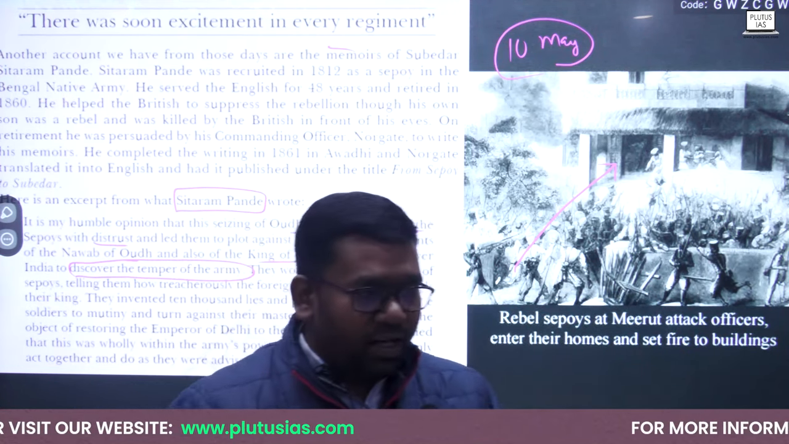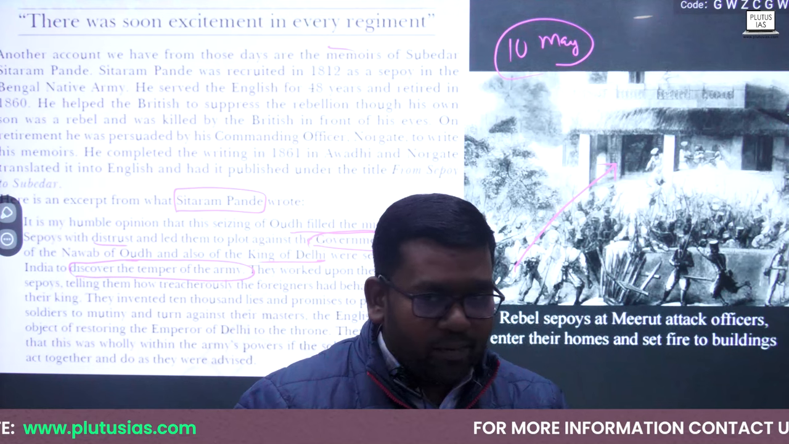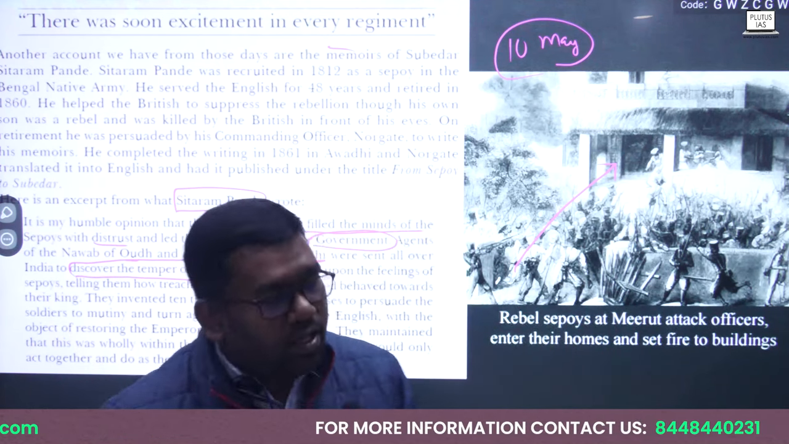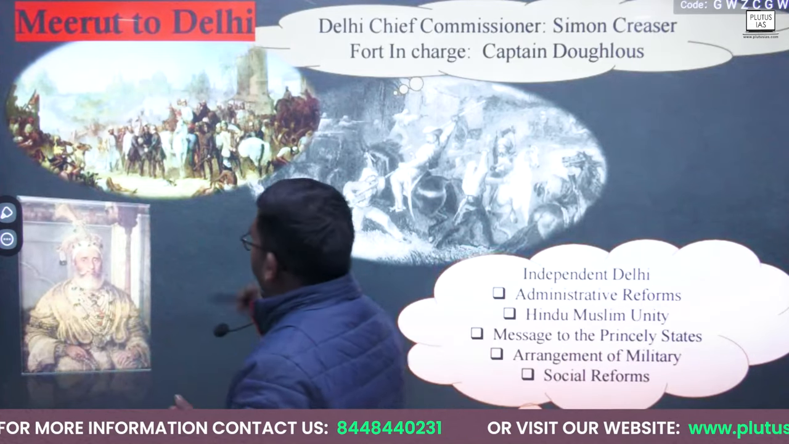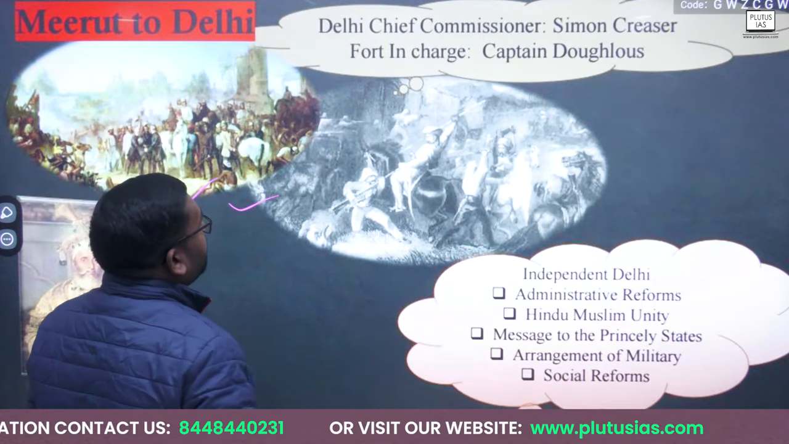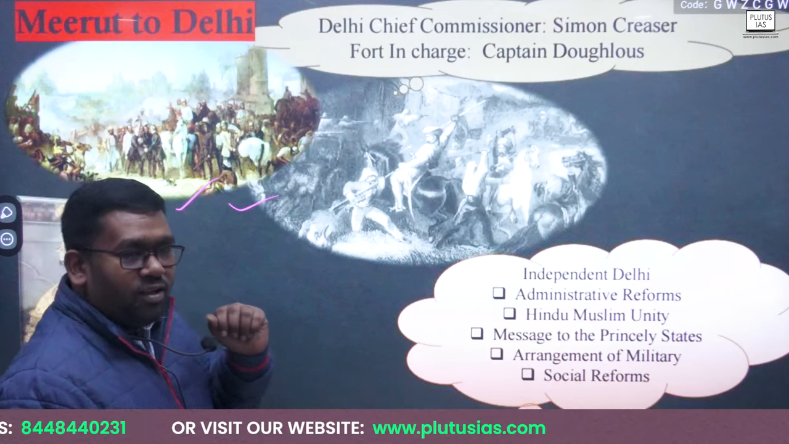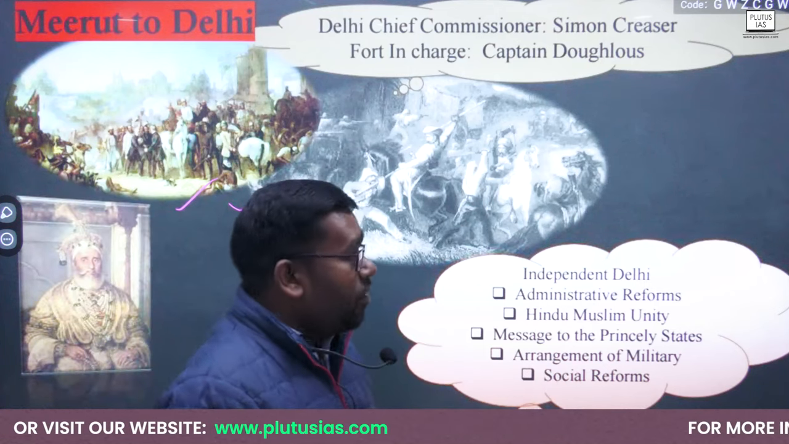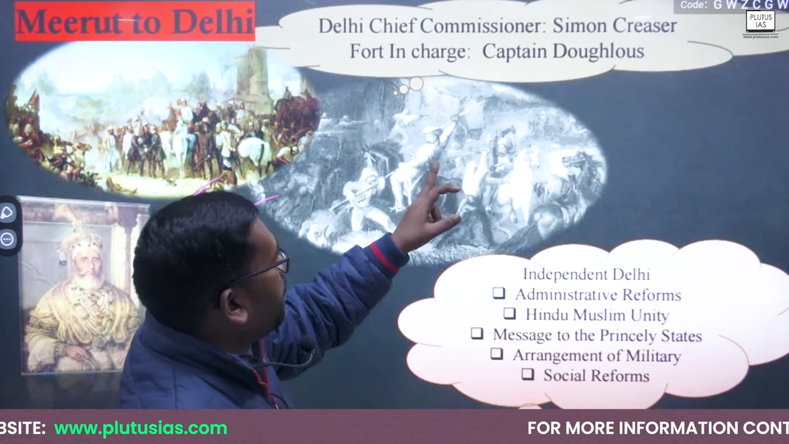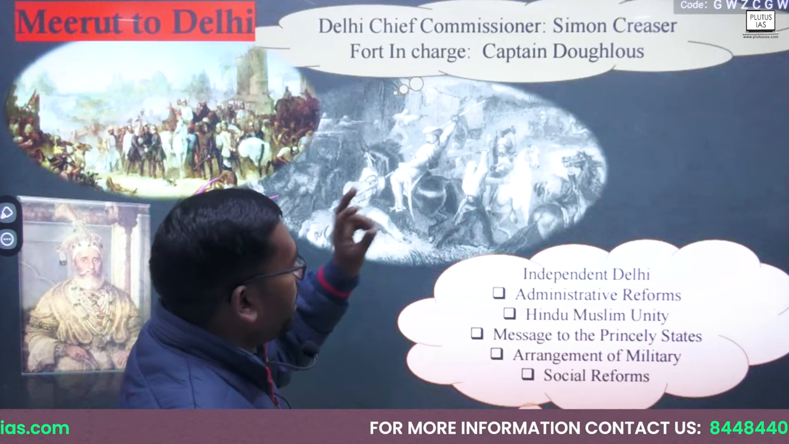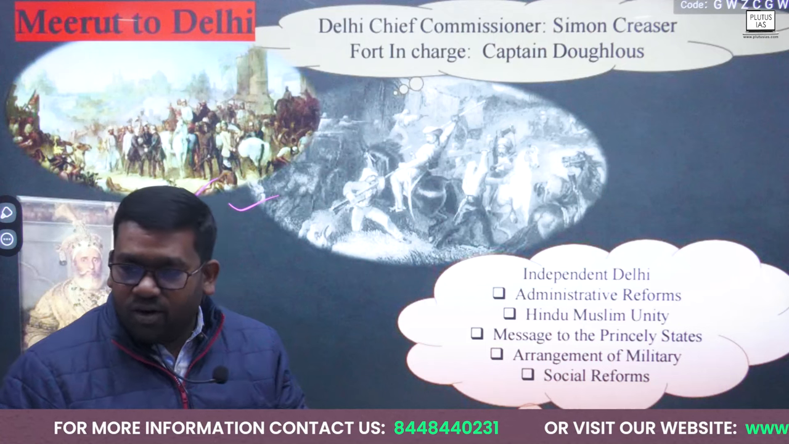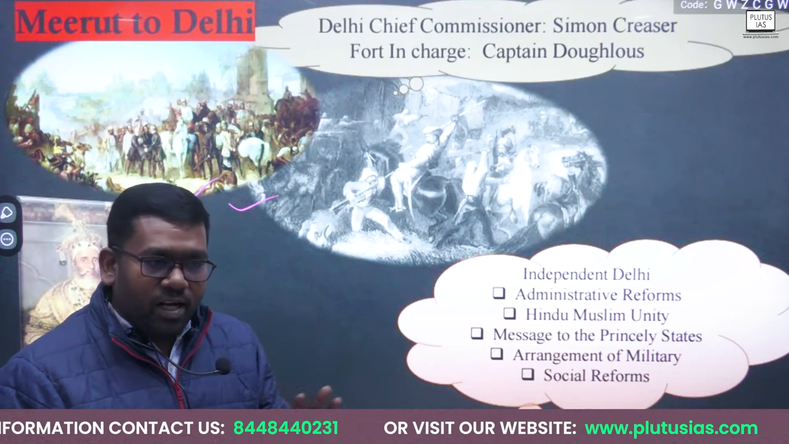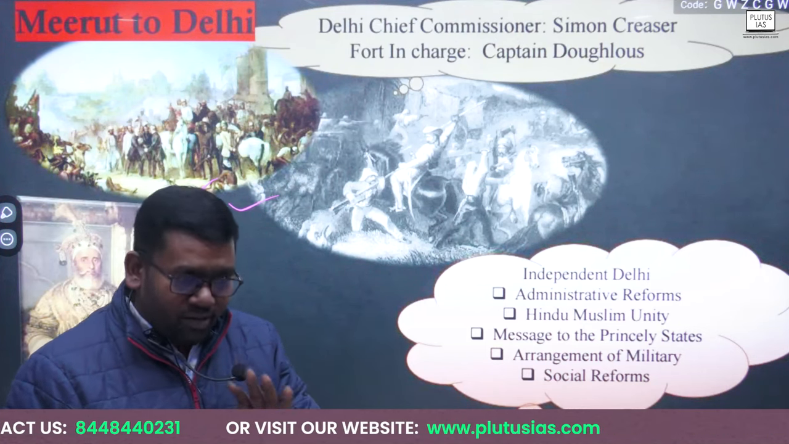So they left Meerut on the night of the 10th, and they came to Delhi in the morning of the 11th. This is the way they came to Delhi. First of all, they killed two people. The first person is Simon Fraser, the chief commissioner of Delhi. He was killed by the rebels on the 11th of May.